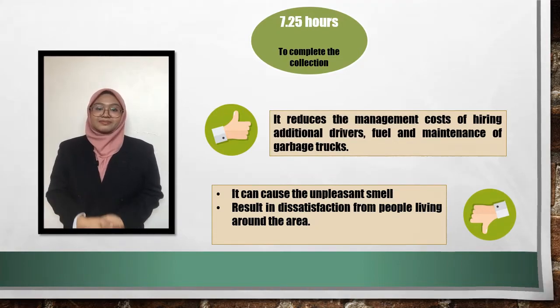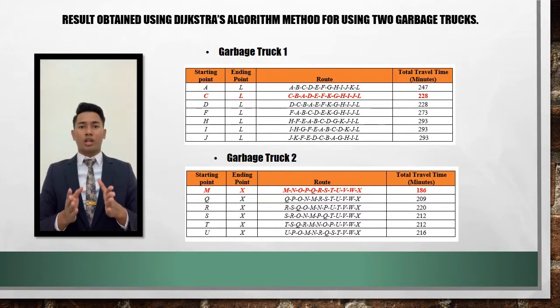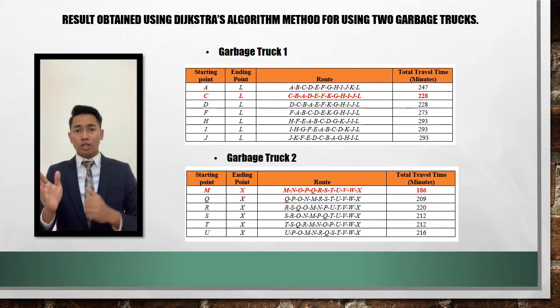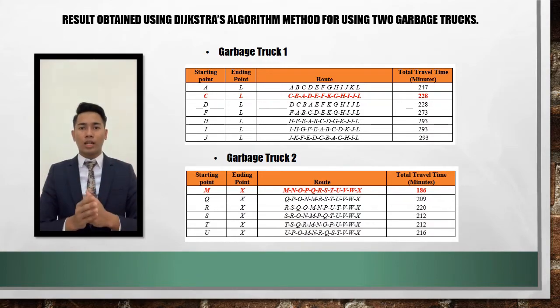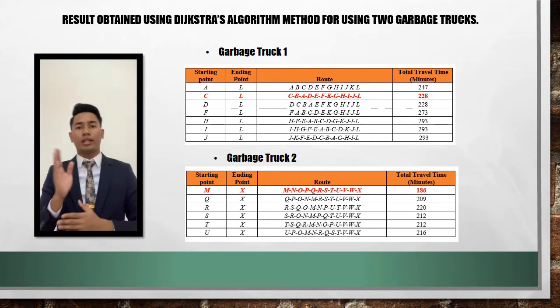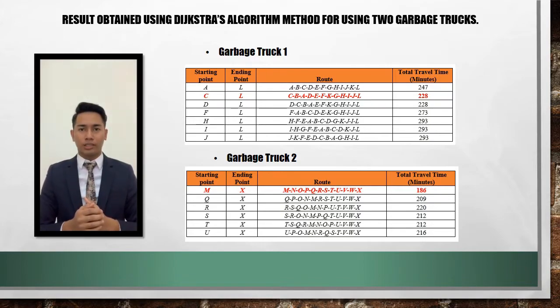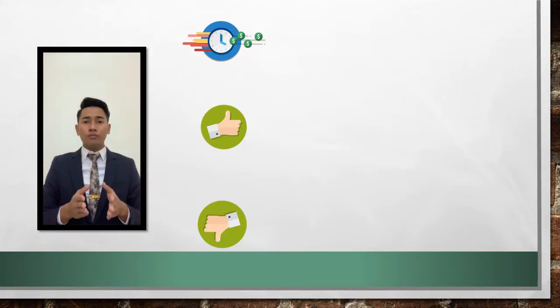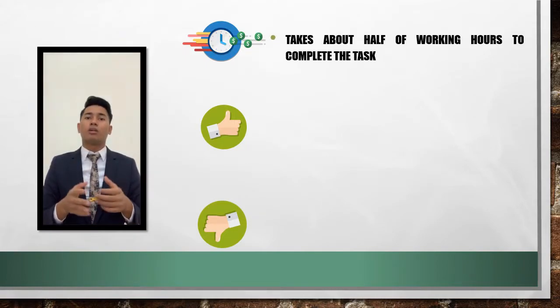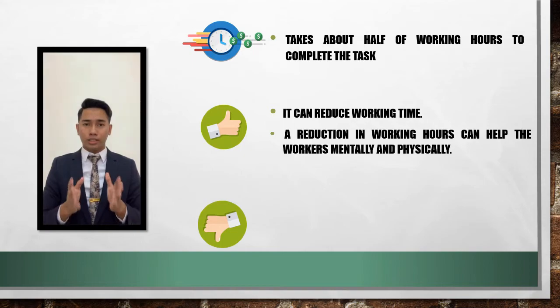Results obtained using this algorithm method for using 2 garbage trucks: for garbage truck 1, the shortest route with minimum travel time is from node C to node L, which is 228 minutes, and for garbage truck 2, from node M to node X with a total travel time of 186 minutes. Conclusion for this result: it takes about half of the working hours to complete the task.